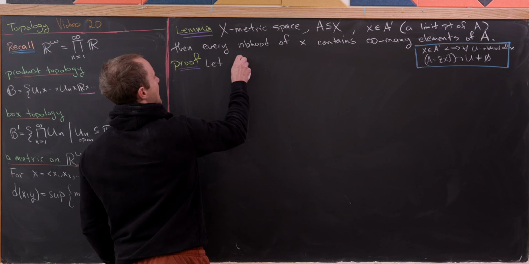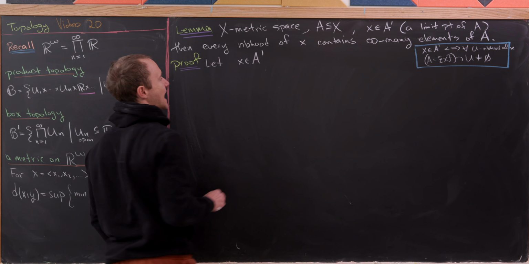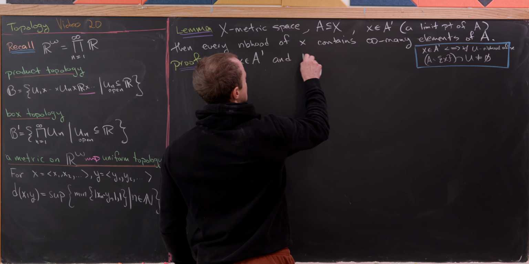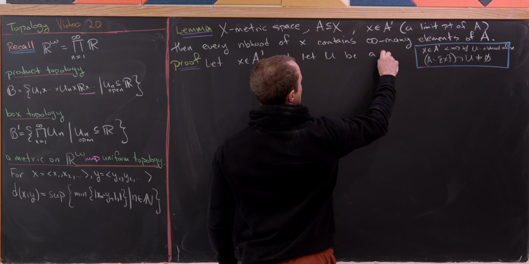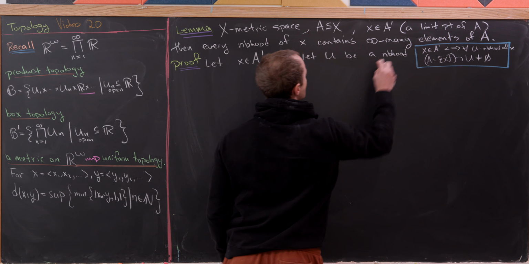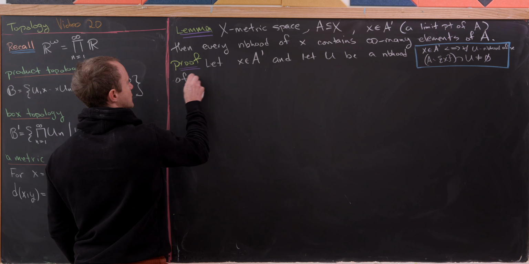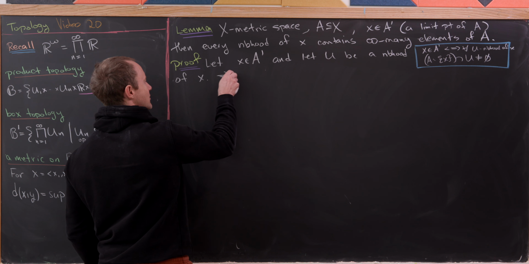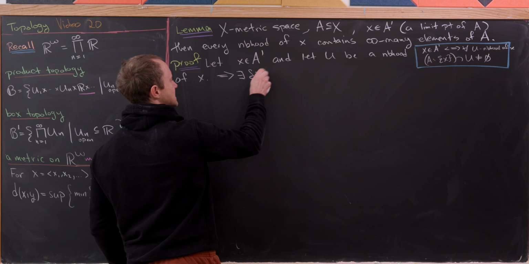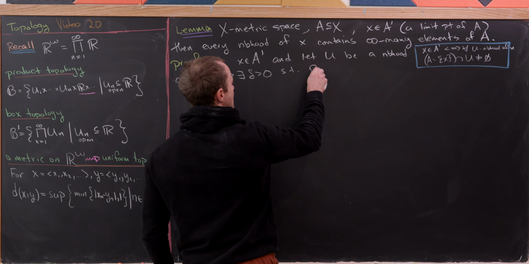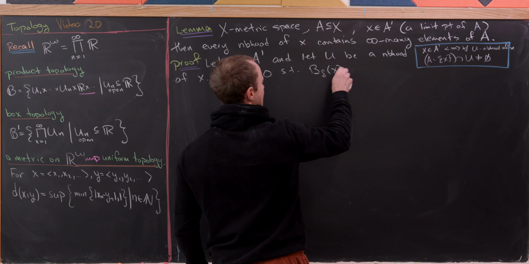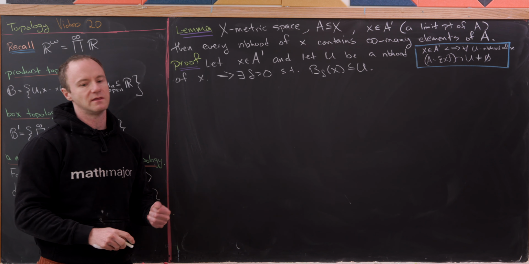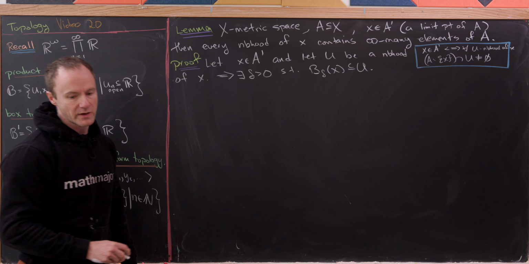So let's say we've got a limit point of A, we'll call it x. And then let's also let U be a neighborhood, and it's really just any open neighborhood of x. But notice, since it's a neighborhood of x, then that means that there exists a delta bigger than 0 such that the ball of radius delta centered at x is contained inside of U. That's what it means to be open in the metric topology. Okay.